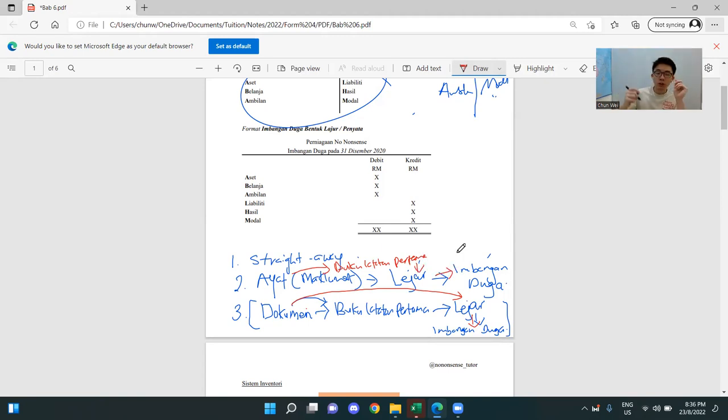So you can see that this type of question is very flexible. If I am the examiner, if I really want to test you, I can come out all the way to this one. So this one is very long question. But if you understand the concept, it will be very simple. All right? So these are all the potential ways of testing for this imbangan duga. All right, are you guys following? If yes, you type a F in the chat box. Very good.